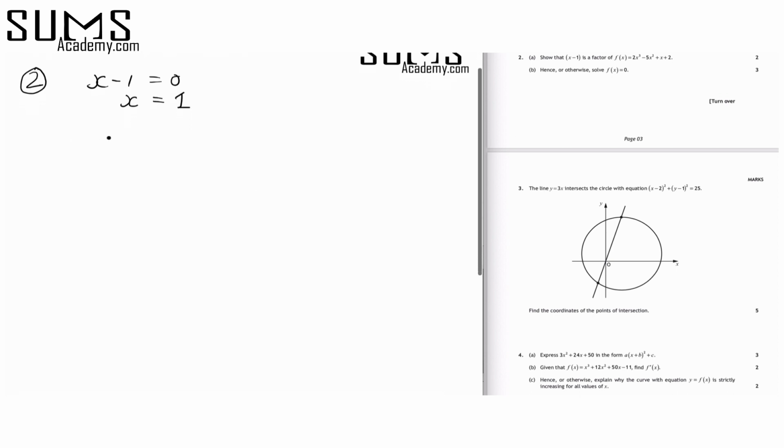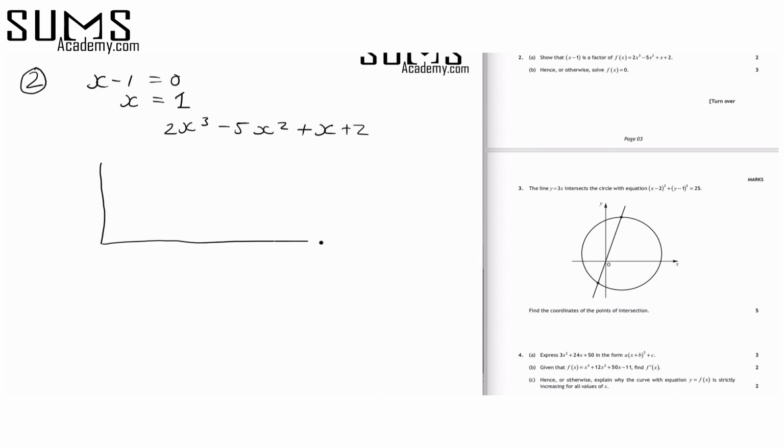Okay, and we have our equation, which is 2x cubed minus 5x squared plus x plus 2, and then you draw in your L, and you have 1 here, and you just take your coefficients, which are 2, minus 5, 1, and 2. So 2 plus 0 is 2, times 1 is 2, minus 5 is minus 3, times 1 is minus 3, plus 1 is minus 2, times 1 is minus 2, plus 2 is 0.